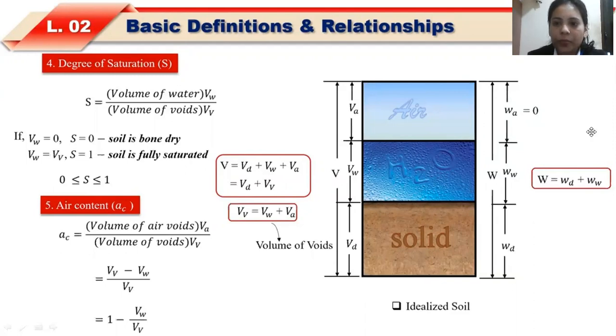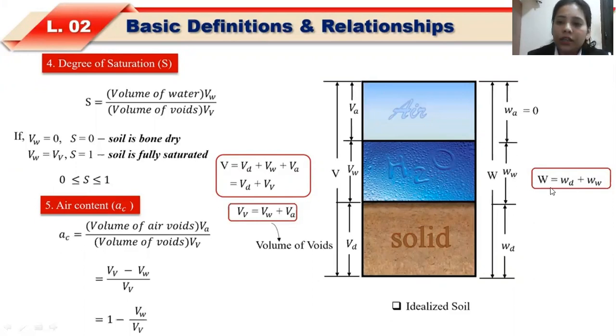Here, these terms VA, VW, VS denote the volume of air, water, and solid respectively. On the other side, these terms WA, WW, WS denote the weight of air, water, and solid respectively.